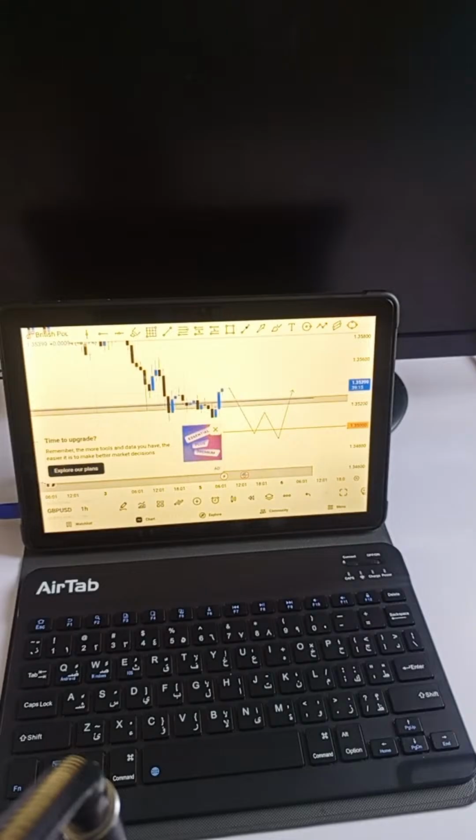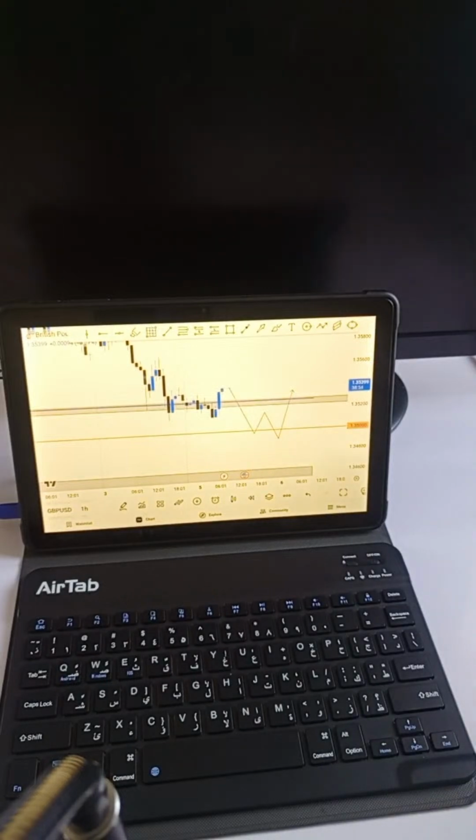Can I drop an indicator so you can shed your light on it? Indicator, I don't trade indicators. Oh, so I can trade more. I can shed more light on it. I don't trade indicators. Sorry, I don't trade with indicators.